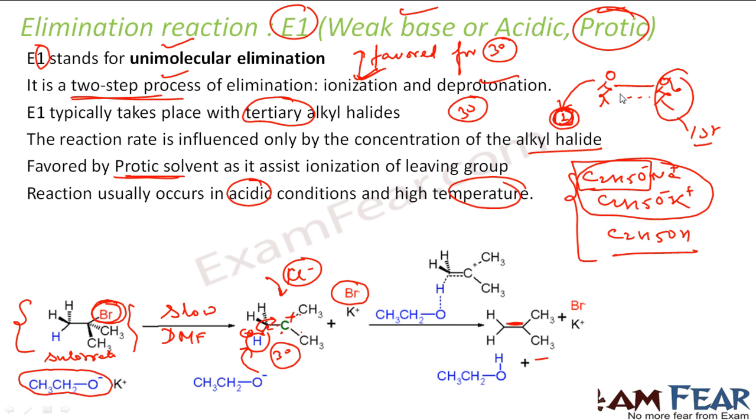So here in the real life scenario, the girl leaves first and the guy is attracted by the wealth, that is nothing but my deprotonation. The girl leaves, that is ionization, and then there's a double bond formation.